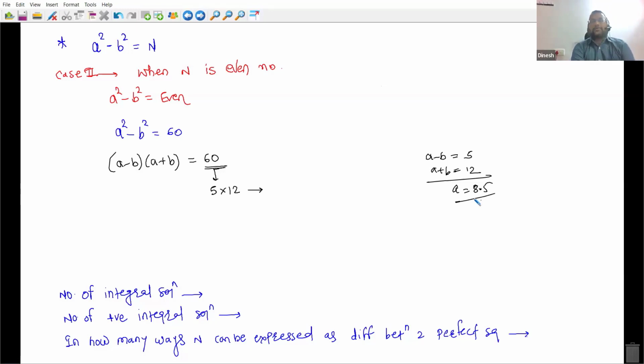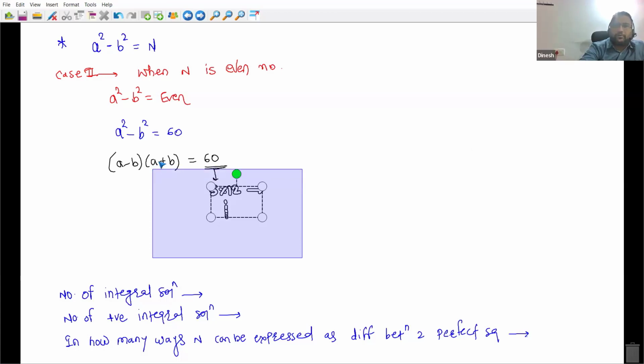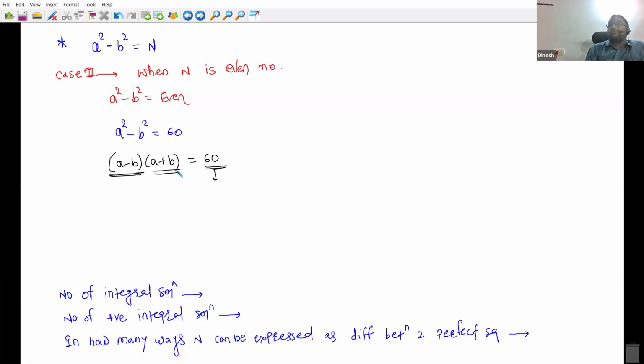So that is why you need to eliminate a few pairs. How can we eliminate them? Let's have a look. These are two numbers, everyone. a minus b is the first number, a plus b is the second number. The product of these two numbers is even. It means at least one of them has to be even. So now tell me, if a minus b is even, then a plus b is going to be what term?